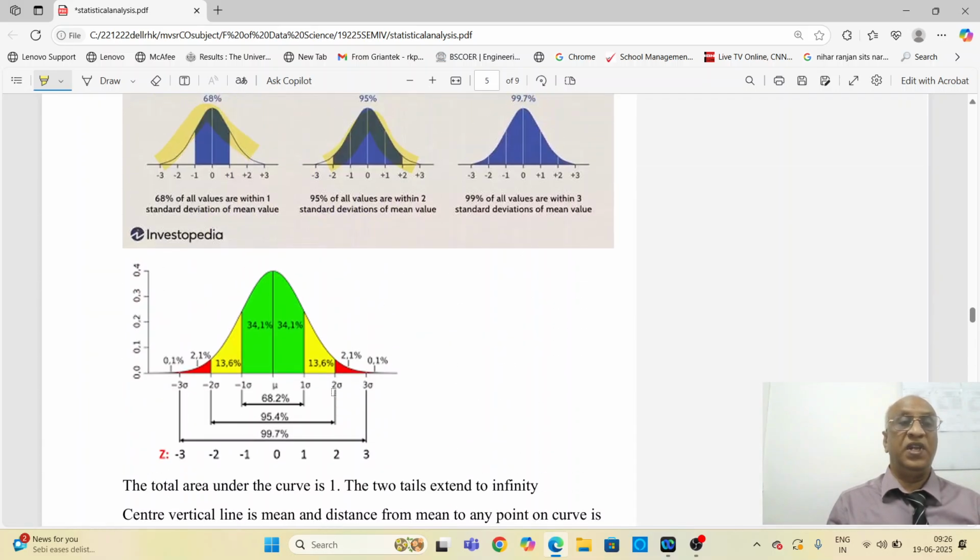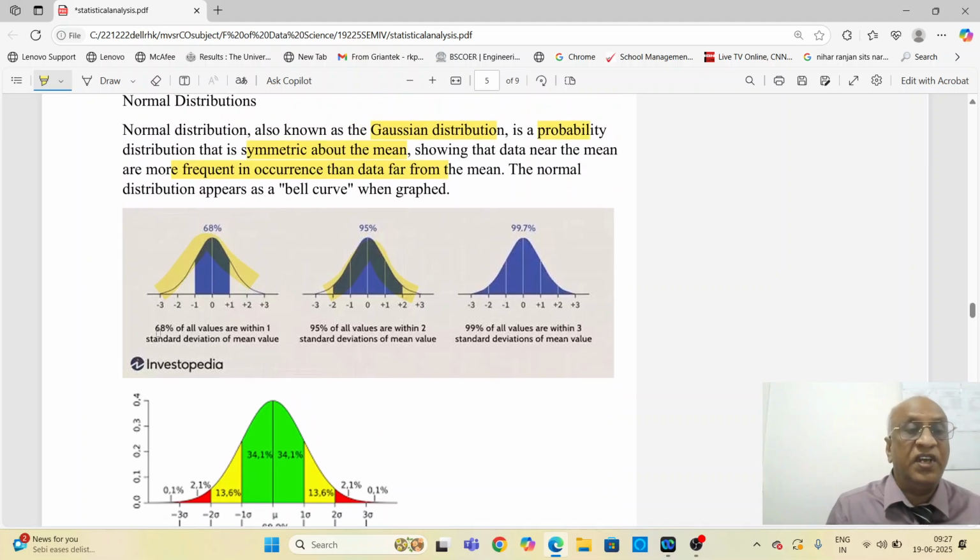So multiple examples were taken. As you can see here, I took this image from Investopedia. You have 68% of all values within one standard deviation.